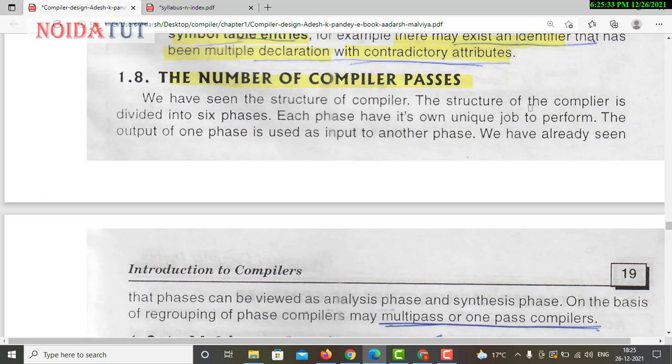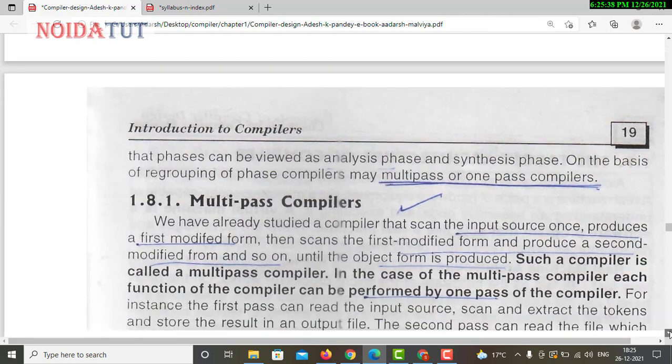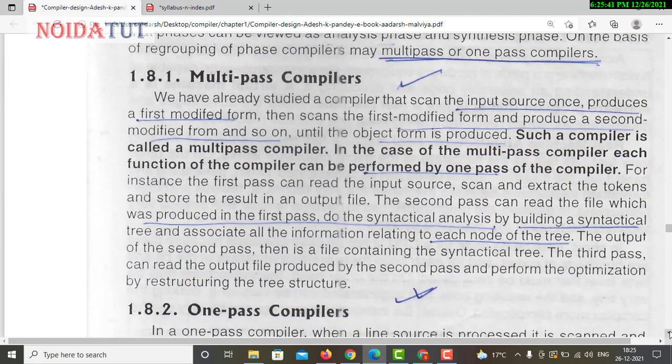Now proceeding further, we have different types of compiler passes: the multi-pass compiler and the one-pass compiler. When we talk about the multi-pass compiler, what happens is that a set of programs passes through the compiler and then we get a result. Then we again pass that set of code to the compiler, compile it, and get a new set of code. Again we pass that new set of code to the compiler. This situation is known as the multi-pass compiler.